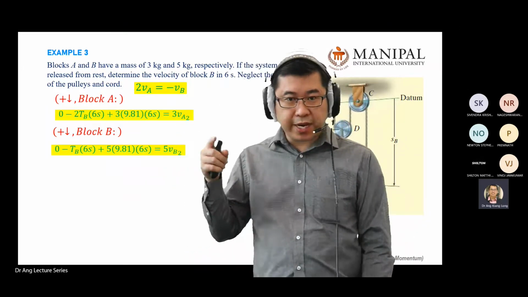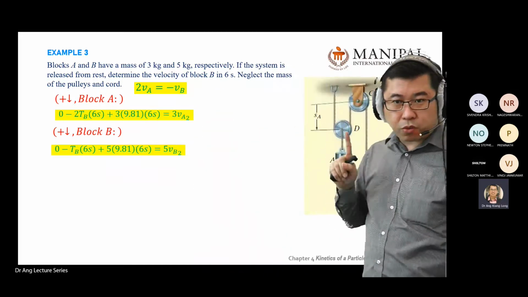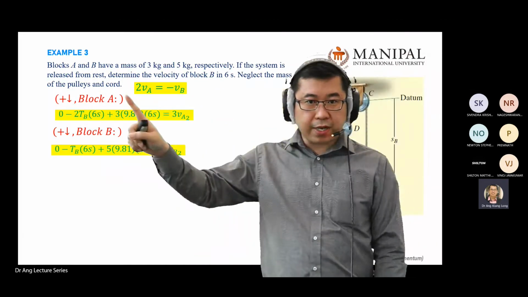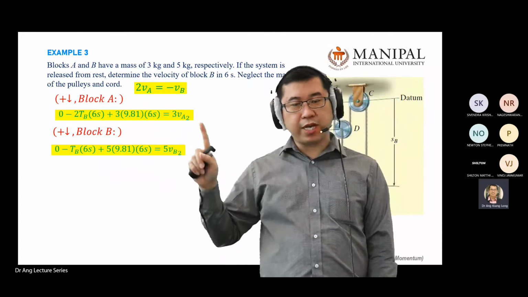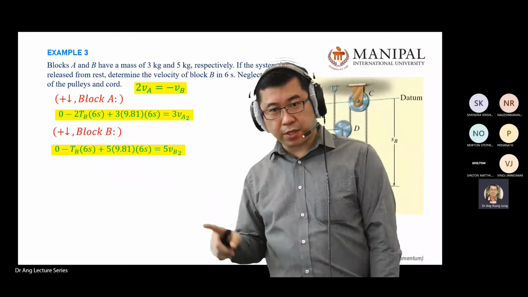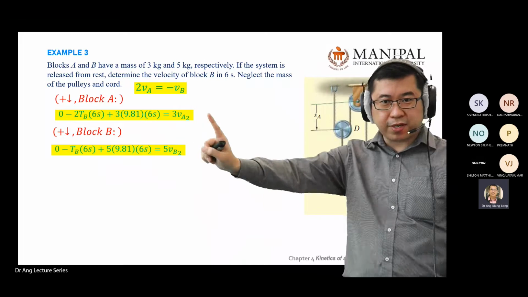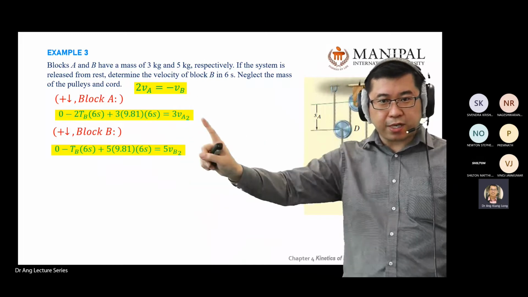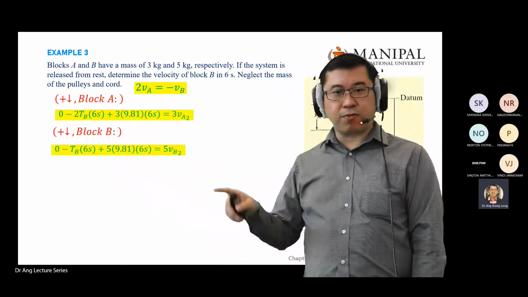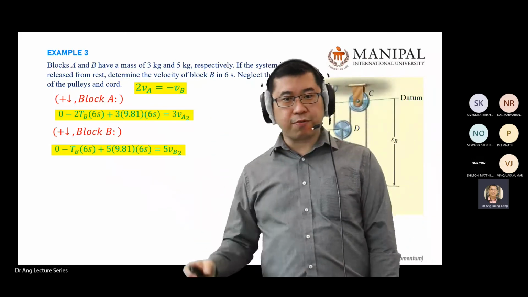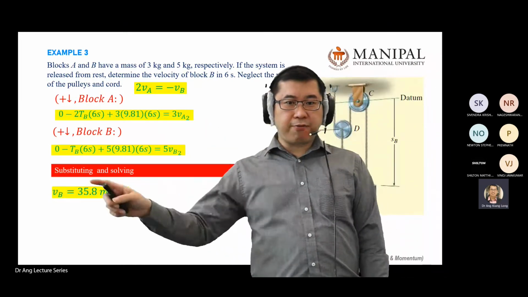You need to find another equation from the kinematics using the rope. Just now you had 2VA equal to minus VB. So you have three equations, three unknowns, then you can solve the simultaneous equations. I don't need to teach you how to do simultaneous equations, right? You substitute this one here, then you solve. Then if you substitute, you get VB equal to something.